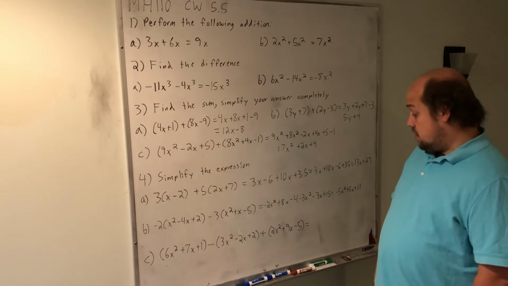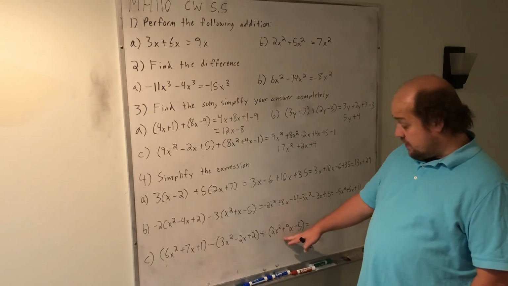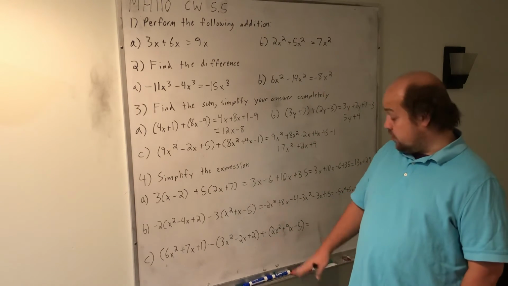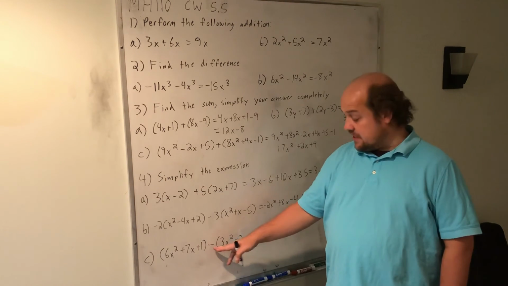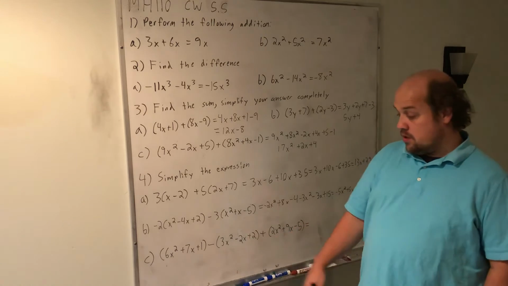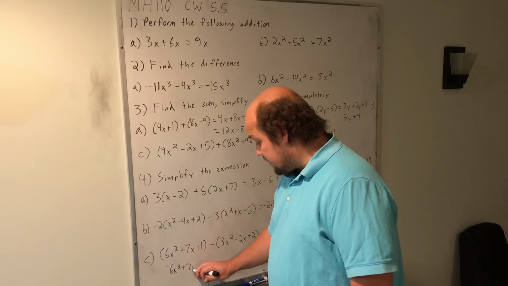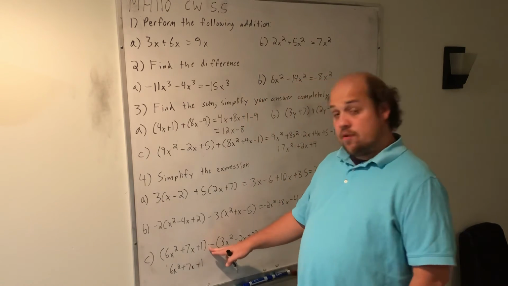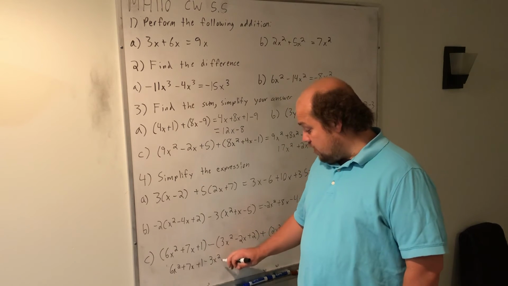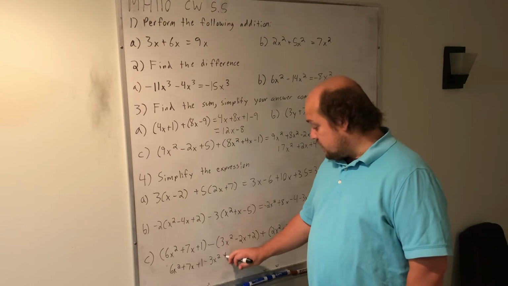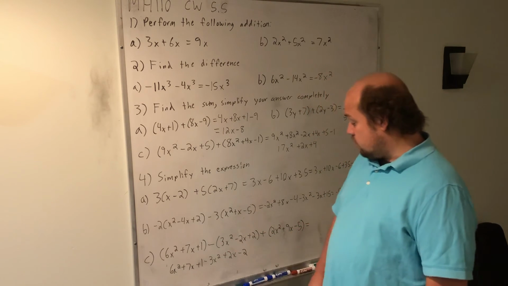For part C, I really can drop the parentheses here because there's nothing in front. I can drop the parentheses here because it's just a positive understood 1 in front. Where I can't drop the parentheses, it's in the middle because I have this negative sign that needs to be distributed to each term. So when I drop the parentheses here, I get 6x squared plus 7x plus 1. When I distribute this negative, the negative times a 3x squared gives me negative 3x squared. The negative times a negative 2x gives me positive 2x. And the negative times a positive 2 gives me negative 2.